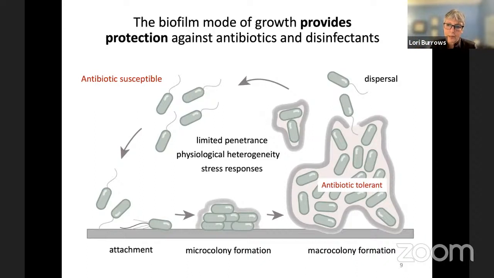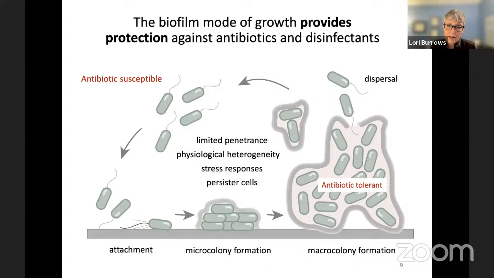Growing like this with this type of heterogeneity can trigger stress responses, right? So when bacteria get hungry or they can't get enough oxygen, they get stressed. And so stress responses add to their ability to tolerate antibiotics.